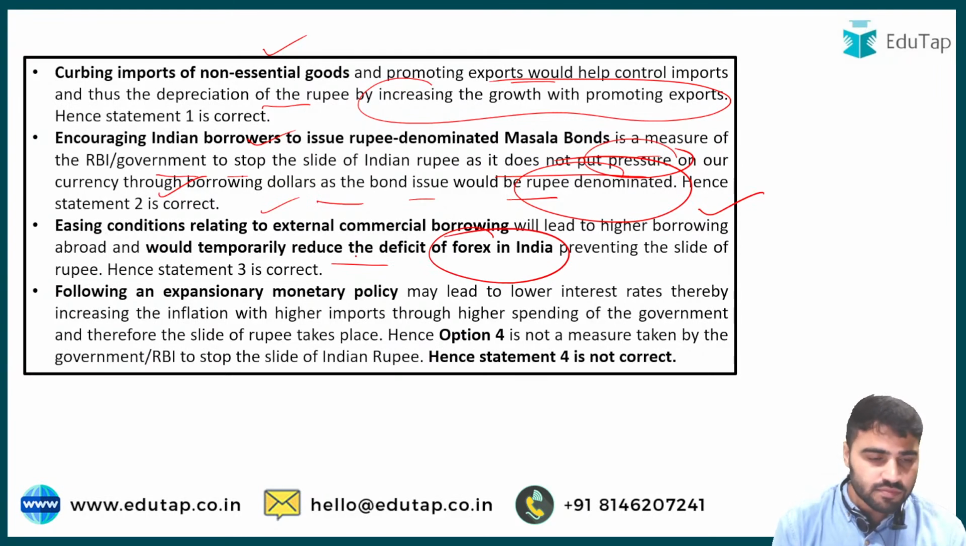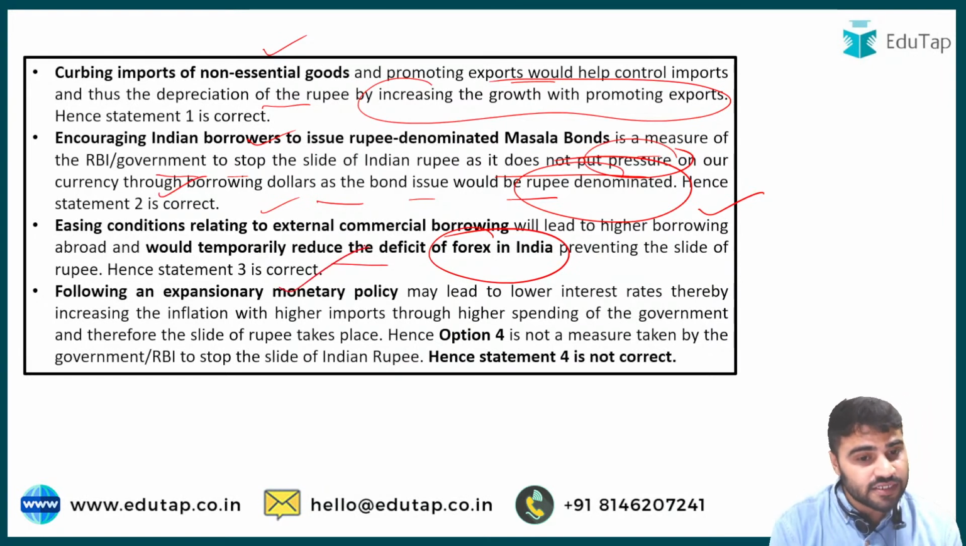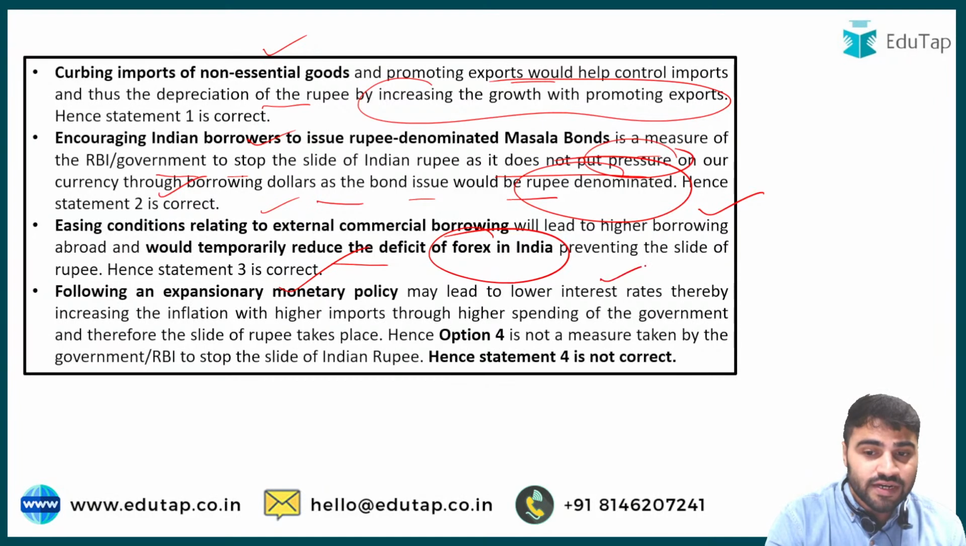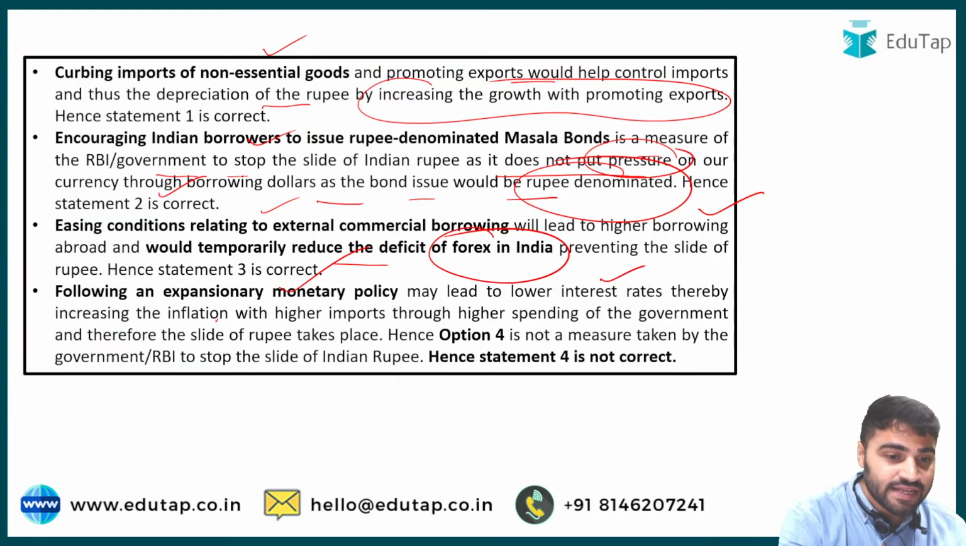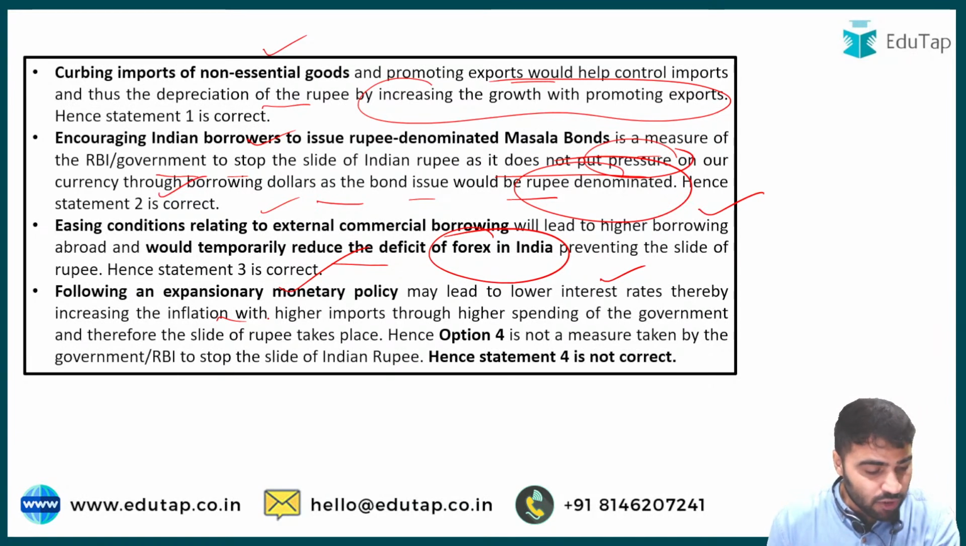So again, this statement is correct, but the question is about the incorrect statement, right? But following an expansionary monetary policy may lead to lower interest rates, thereby increasing inflation with higher imports. Because when inflation is high, exports from our side will not be possible. People will start importing, right?